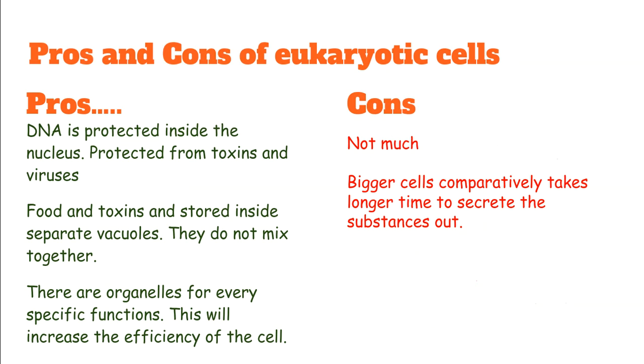Eukaryotic cells have lots of advantages. Their DNA is protected inside the nucleus. They have separate compartments to store food and toxins. They do not mix together. There are organelles for every specific function. This will increase the overall efficiency of the cell.